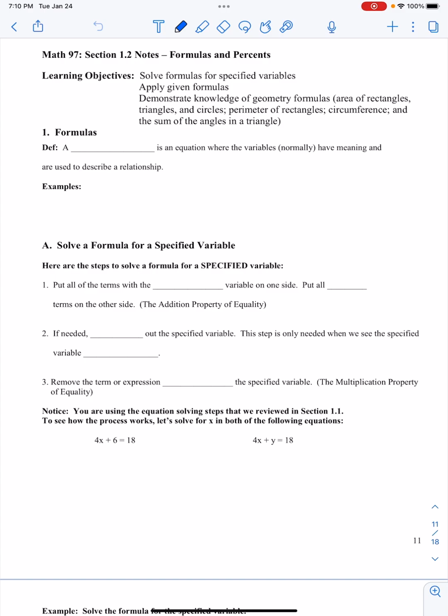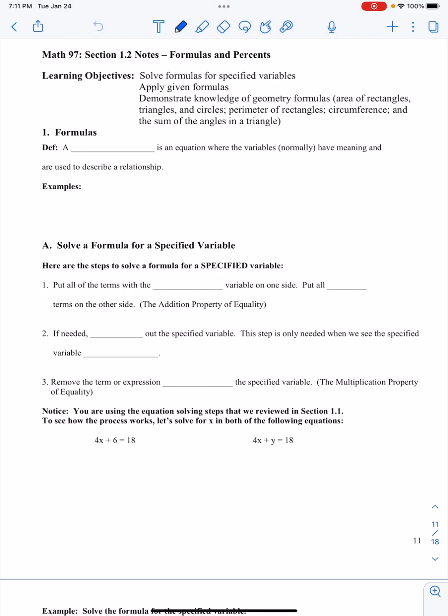All right. Hi, guys. This is section 1.2. We're starting on page 11. We're going to discuss formulas, how to use them to answer specific questions, how to change what variable is isolated. And the section is also called "and percents," but we will not cover any percents in this section. So we're really only covering formulas.